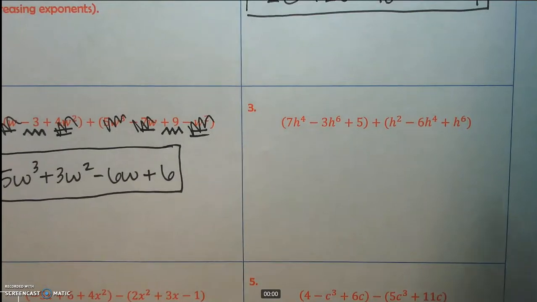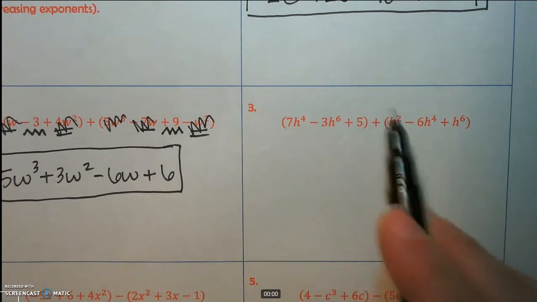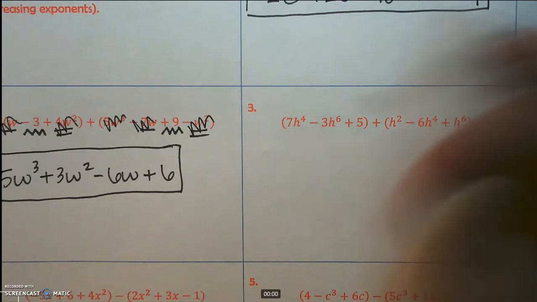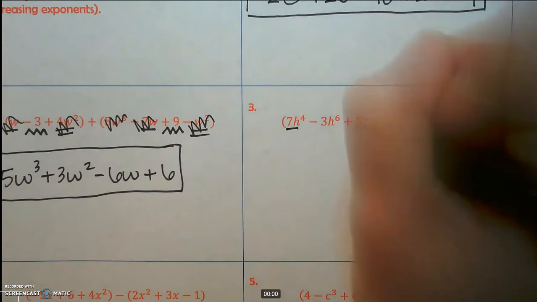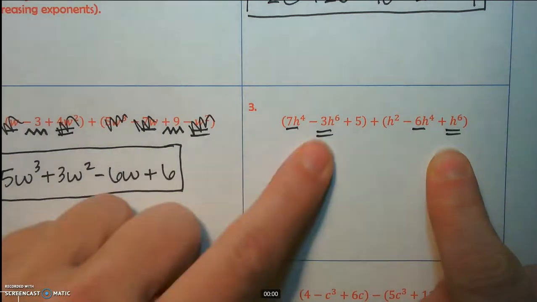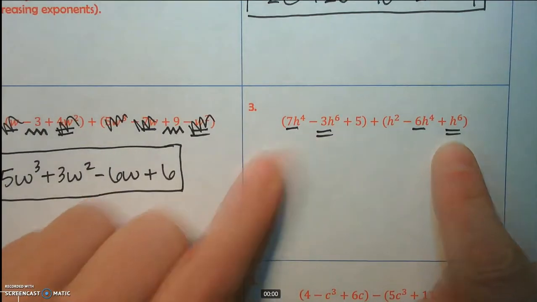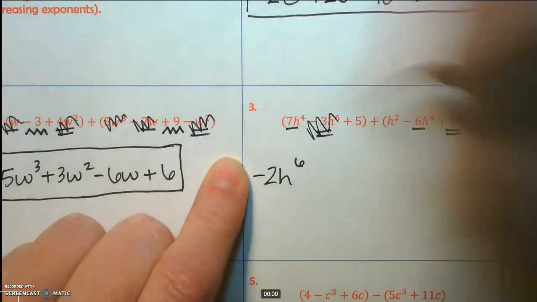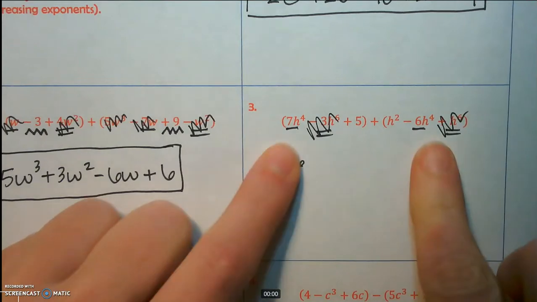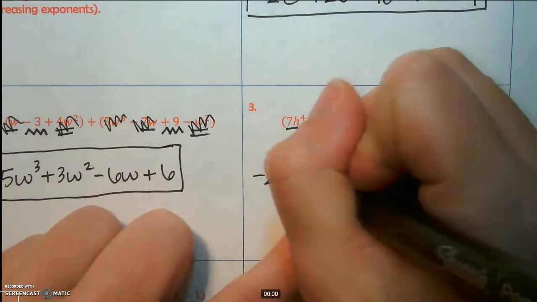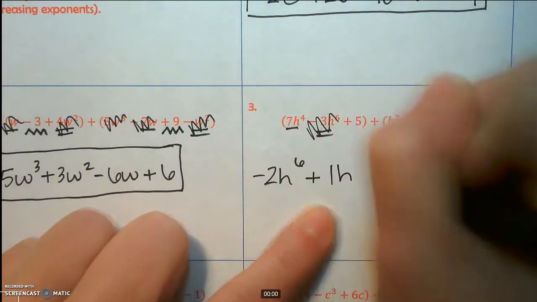Alright, last case with addition. Again, with addition, distributing a positive 1 doesn't change the value of anything, so we can drop the parentheses. I can begin to code my like terms. And it looks like that's all we have coded. Starting with the highest power, negative 3 plus 1, that'll be negative 2h to the 6th. Next highest power, 7 minus 6. It's going to be 1.